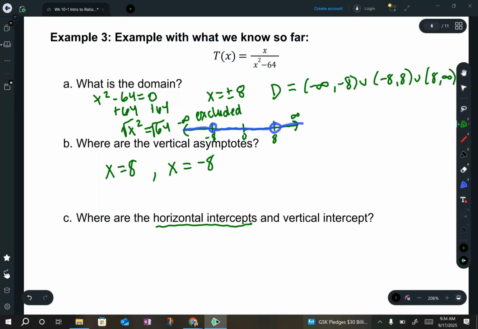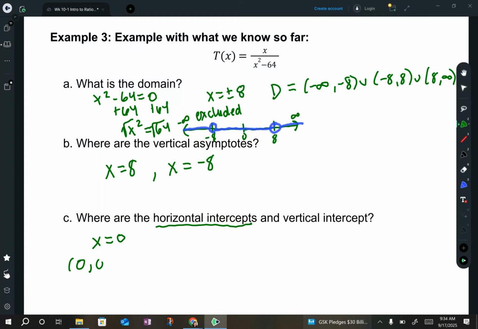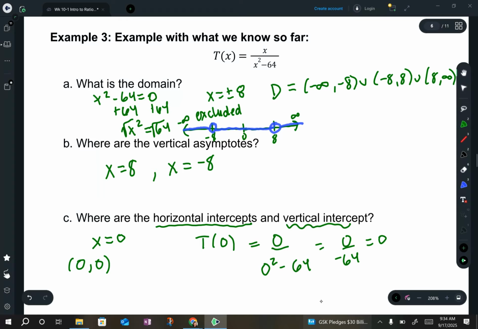So to find the horizontal intercept, that's where we set the numerator equal to 0. Well, the numerator in this one is just x. So we just set x equal to 0. Very easy to solve. So our horizontal intercept is (0, 0). And for our vertical intercept, we're going to find t of 0. That's going to be 0 over 0 squared minus 64, which is 0 over negative 64, which is 0. So obviously, if it's (0, 0), it's both the horizontal and vertical intercept.